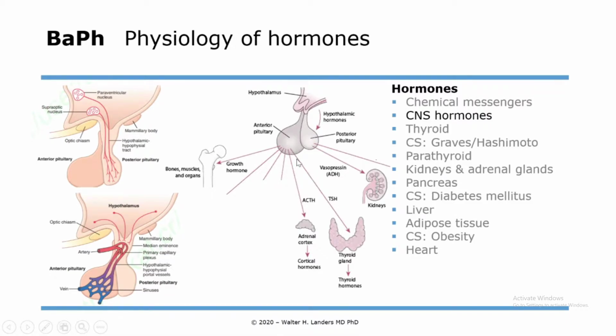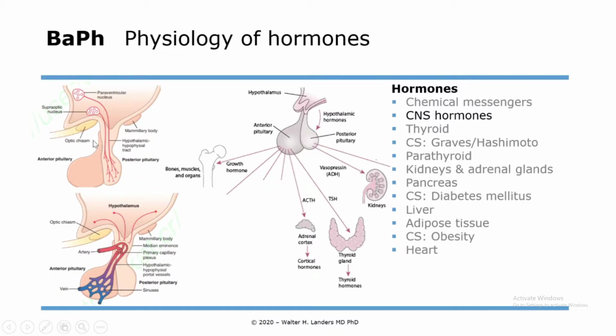And then there's the posterior pituitary gland, which predominantly produces vasopressin, also known as ADH or anti-diuretic hormone. And that hormone is produced by the kidneys, and vasopressin is used to reabsorb water back into the body.